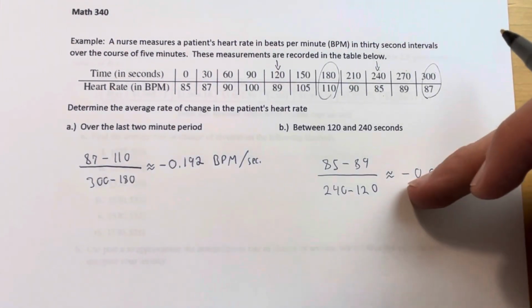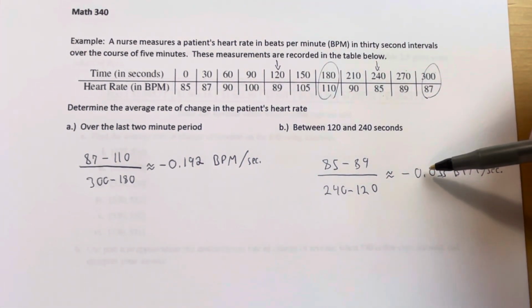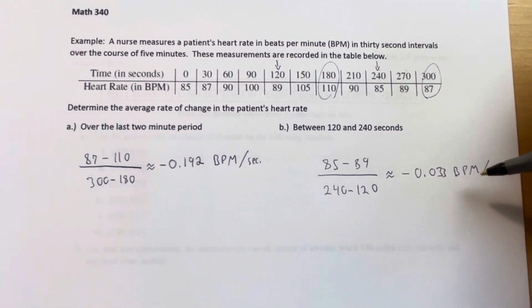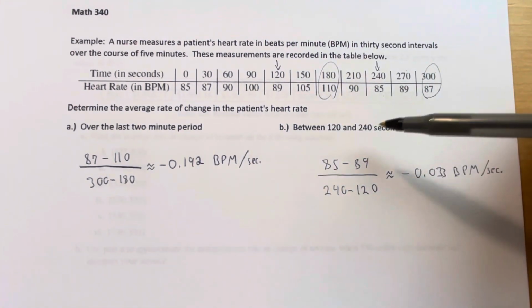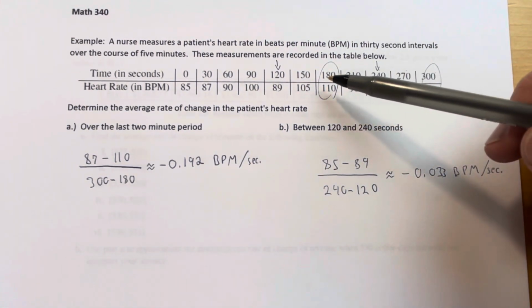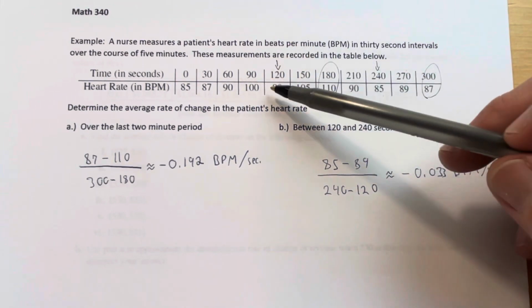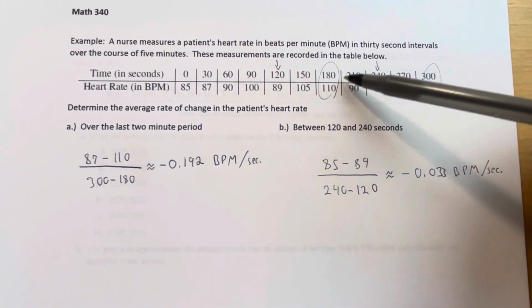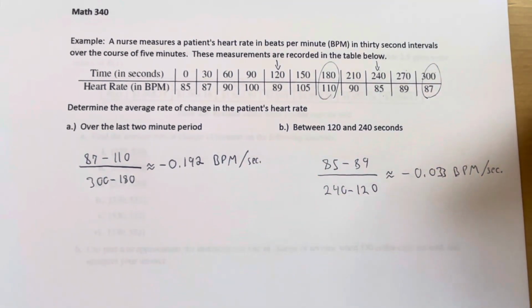So we're seeing over the course of that time interval as well, a decreasing heart rate on average at a rate of about 0.033 BPM per second. Okay, so these are not decreasing at the same rate, and what that's indicating is that the patient's heart rate is not increasing or decreasing at a steady rate. It's kind of fluctuating, so these averages are coming out different over different time intervals.